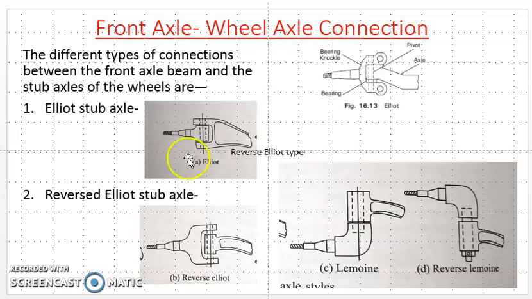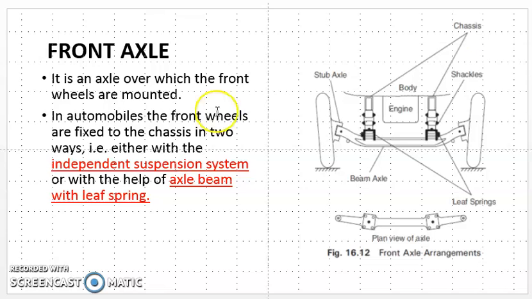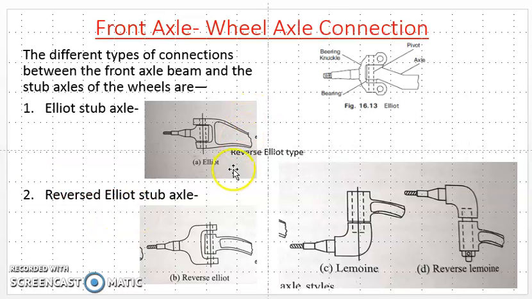Once again I will repeat, here is the stub axle and here is the beam axle. If you make a beam axle like a yoke or a fork and in between that the stub axle is mounted, then it is called the Elliot stub axle. If the arrangement is different, meaning the stub axle has this yoke shape and the front axle is mounted in it, then it is called the reverse Elliot stub axle.